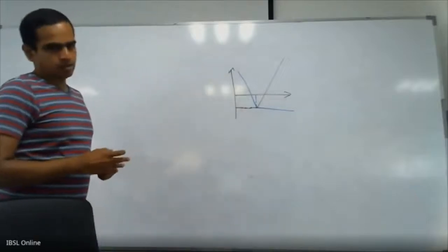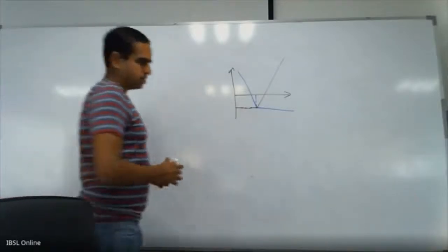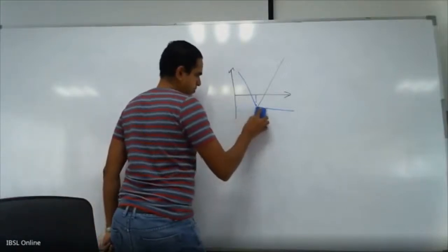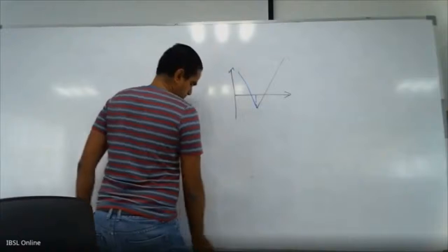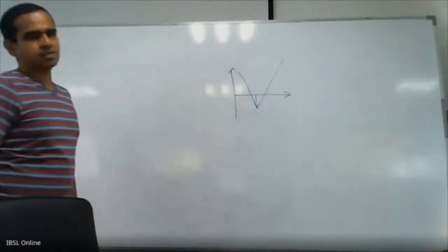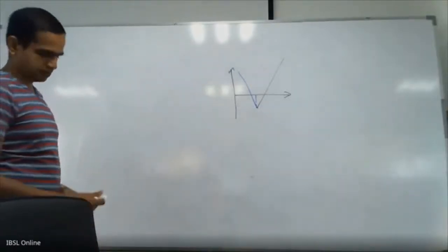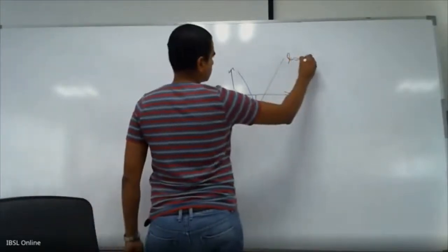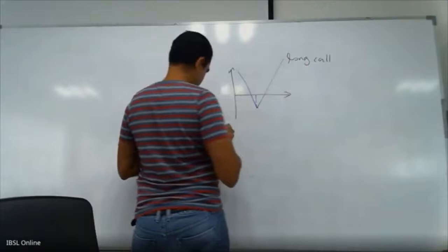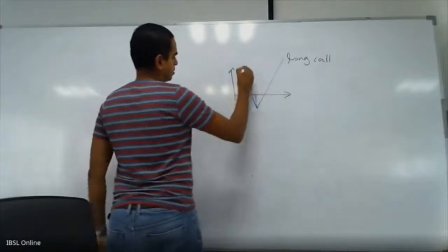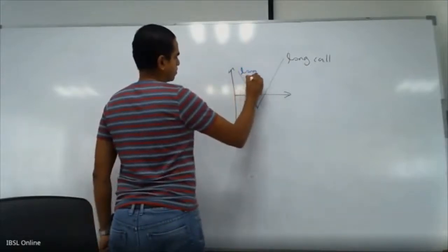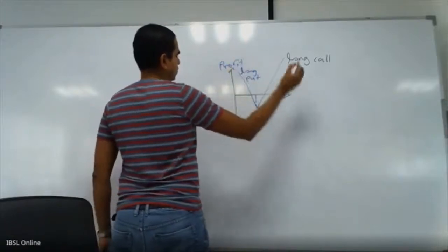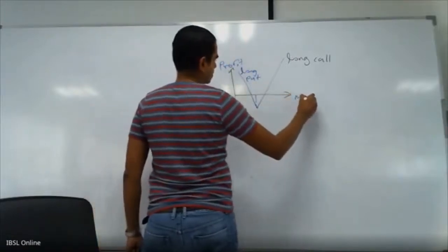Now, if I combine a call option as well as a put option at the same strike price, this is what it is going to look like. So this is long call and long put, against the profit and the market.